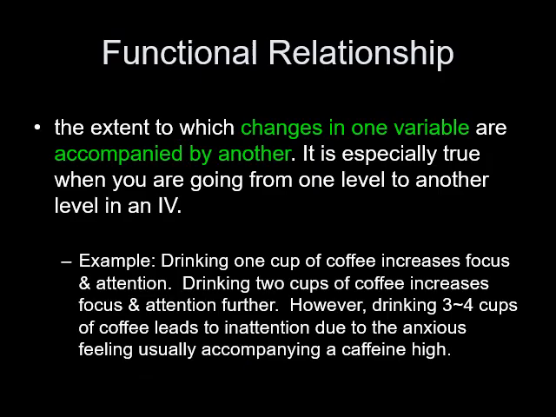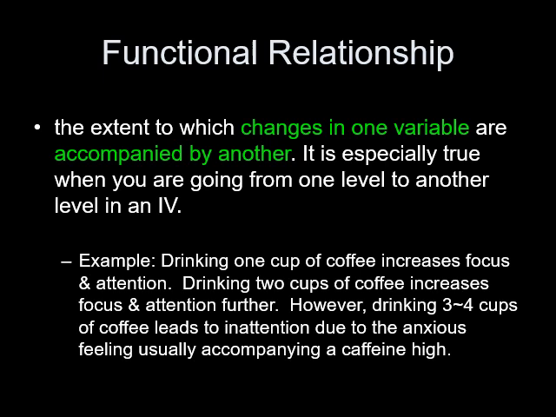Okay, now functional relationships. This is the extent to which changes in one variable are accompanied by changes in another. Basically, this is when you go from one level of the independent variable to another level of the independent variable. The example they give here is that drinking 1 cup of coffee increases focus and attention. Drinking 2 cups of coffee increases focus and attention even more. However, when you start drinking 3 or 4 cups of coffee, this is going to lead to inattention because of the anxious feeling usually accompanied with a caffeine high.